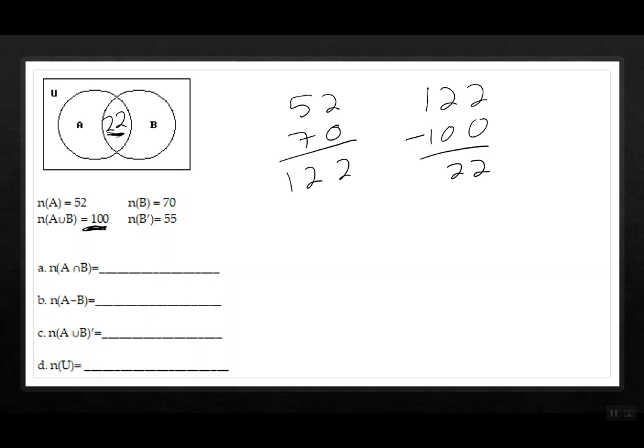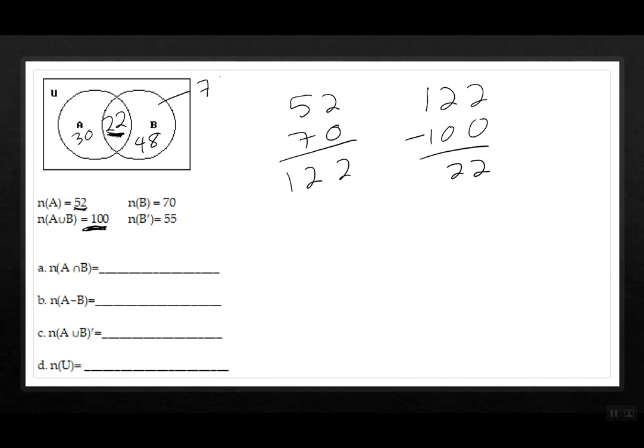Now that I know there are 22 elements in the intersection, I can look at A and say, well, there's supposed to be 52 altogether, so I should always be subtracting. So I do 52 minus 22 is 30. That way that adds up to 52. Same thing over here for B, I want to subtract 22. So I'm going to do 70 minus 22 is 48.